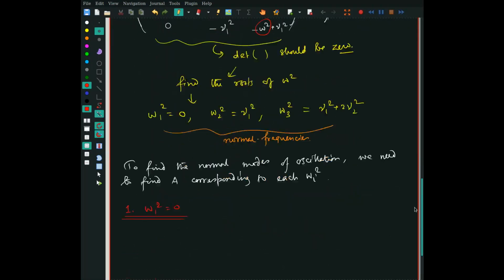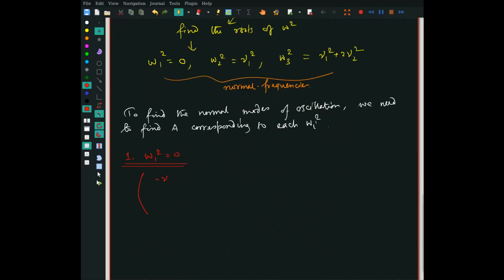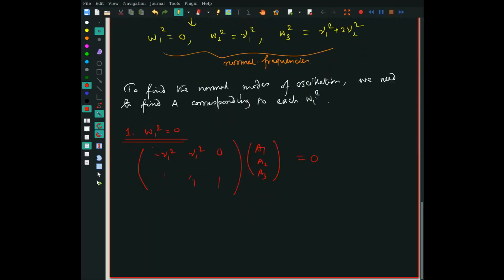So let me do it for you if you are not getting it. Put in the 0 and the other things also. And then a1, a2, a3 should be equal to 0. So you multiply this with this one, you get A1 minus A2 equals 0. That implies A1 equals A2. And from the last one, you will also get A2 equals A3. So finally, what you will get for this solution is A1 equals A2 equals A3. Okay.